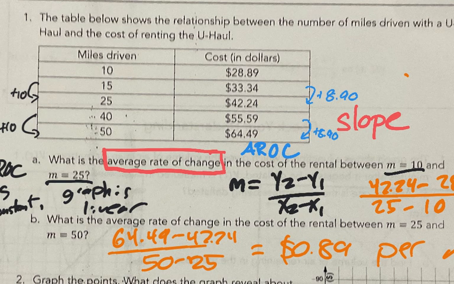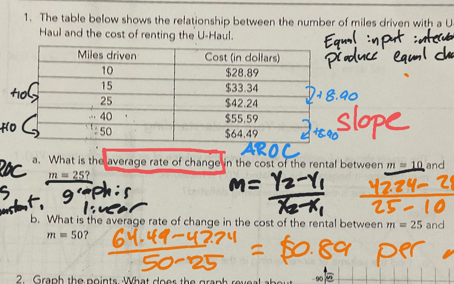So, equal changes in equal input intervals produce equal changes in output. When this is the case, that means it is a linear function.